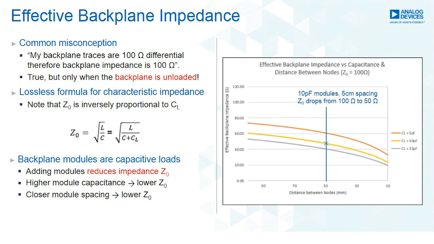In fact, taking one example here with a 10 picofarad module spaced 5 centimeters apart, Z0 actually halves from 100 ohms, which is what the misconception would have you thinking, that my backplane is 100 ohm differential. In actual fact, when it's loaded with all the module cards 5 centimeters apart, it has actually been reduced to 50 ohms.